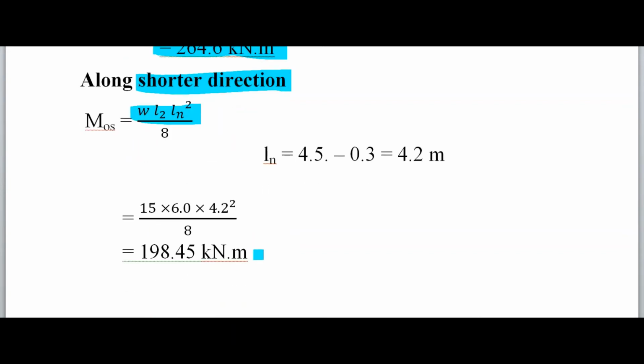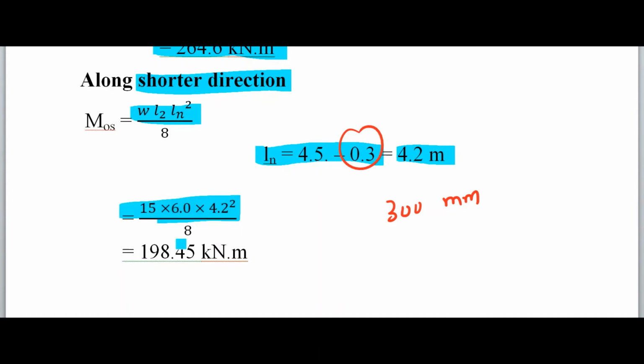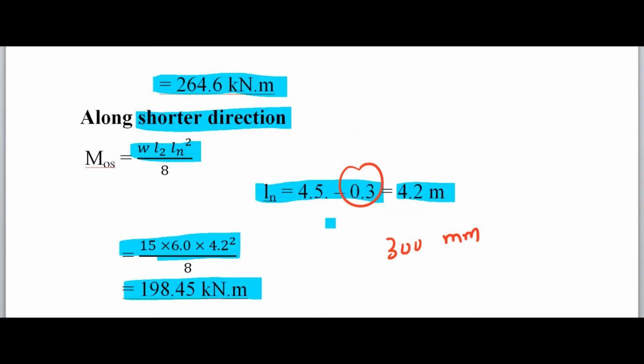Along the shorter direction, same equation, but L2 and L1 are changed because the direction has changed, so L2 L1 also changed to Ln. 4.5 minus 0.3 is same. 0.3 is a column of 300 mm, right? So the value of moment along the shorter direction is 198.45 kilonewton into meter.